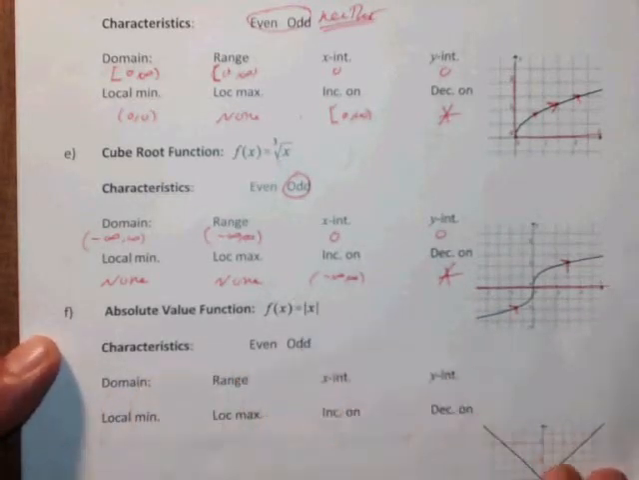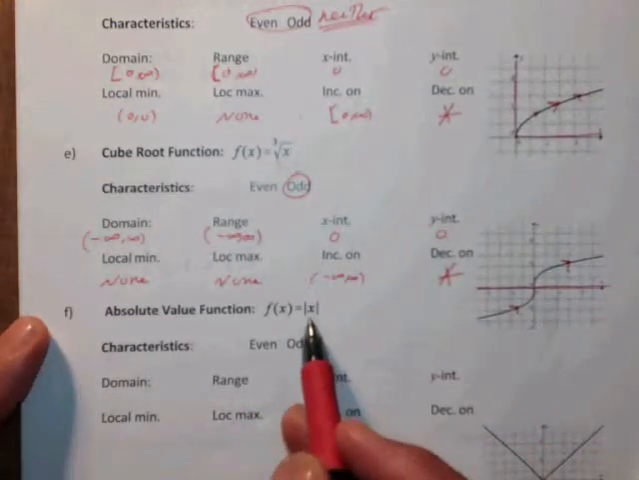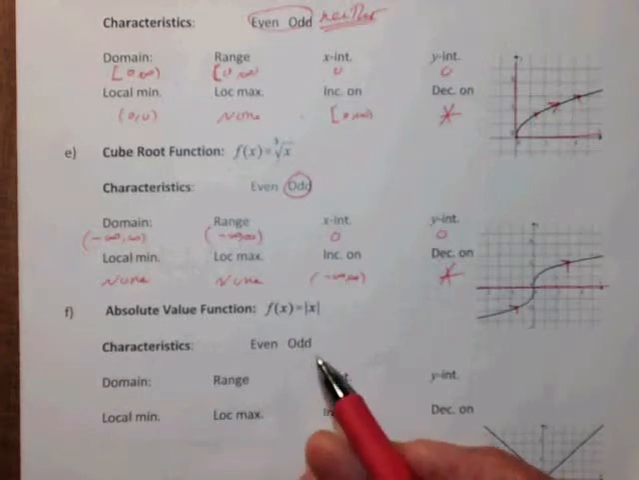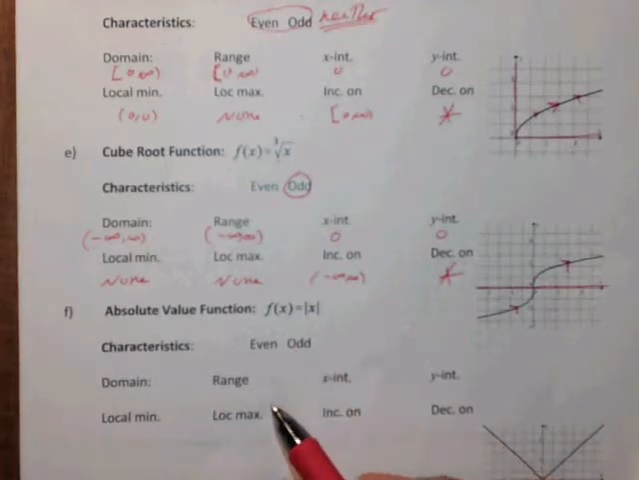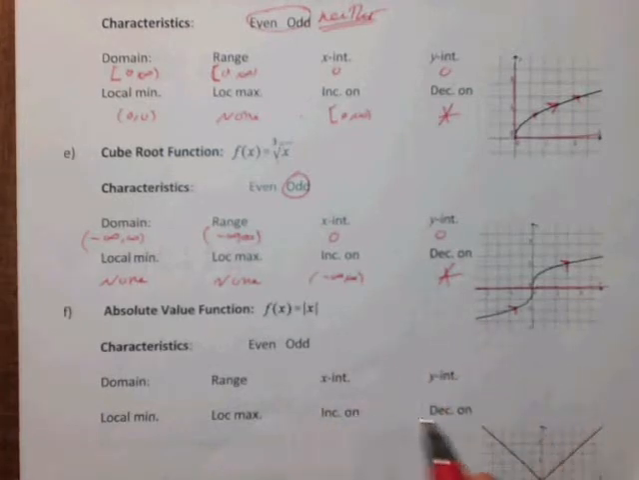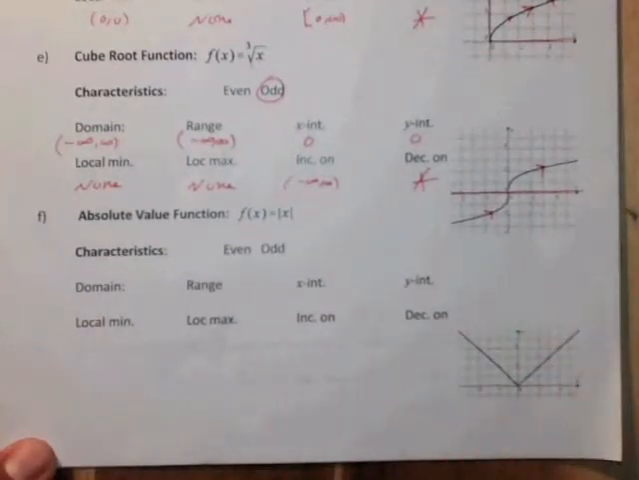Absolute value function. Absolute value function means that whatever you choose for x, the y value would be the absolute value of that. And when you take absolute value, it makes the number always positive. Okay. So the graph of it looks like a V shape.